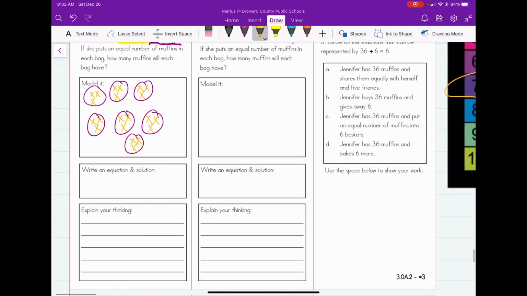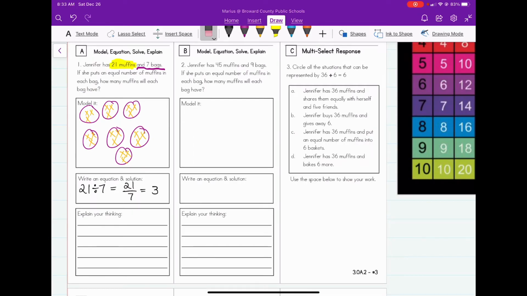Ultimately, for each of these, we can write the equation 21 divided by 7, or 21 divided by 7 equals 3. When they ask us to explain our thinking, we can say that each bag will have 3 muffins because 21 divided by 7 is 3.